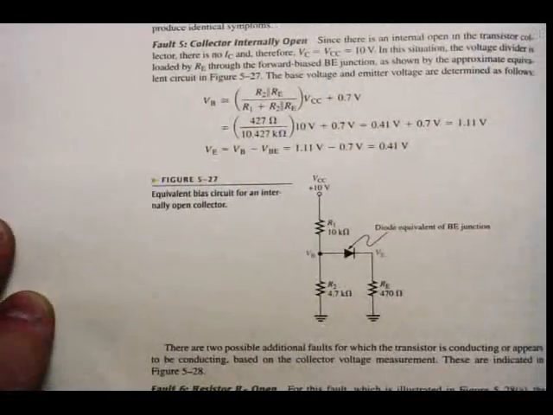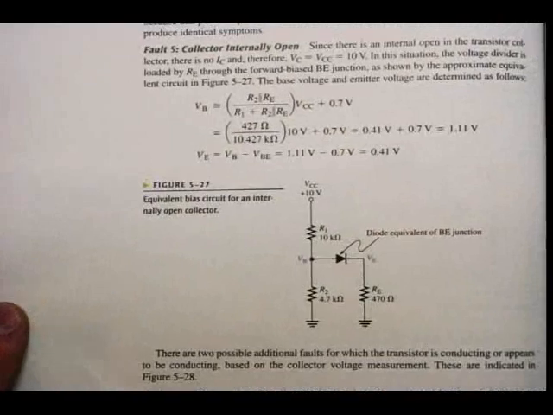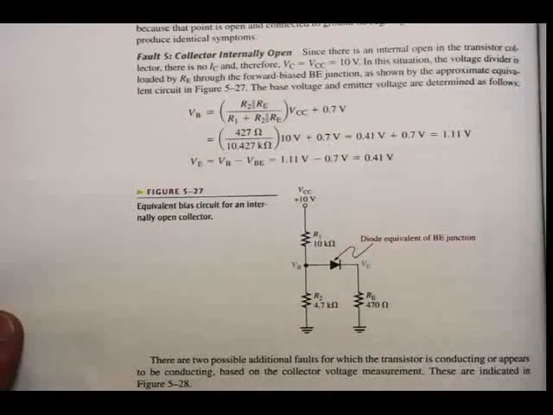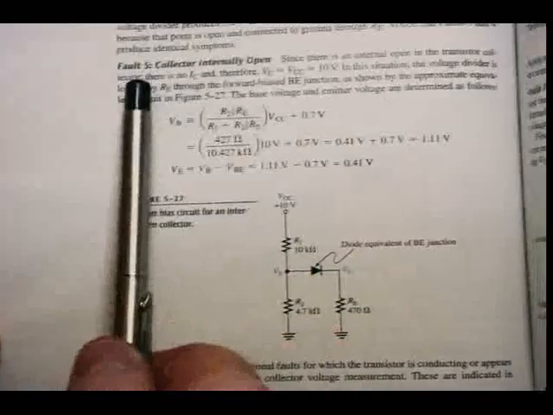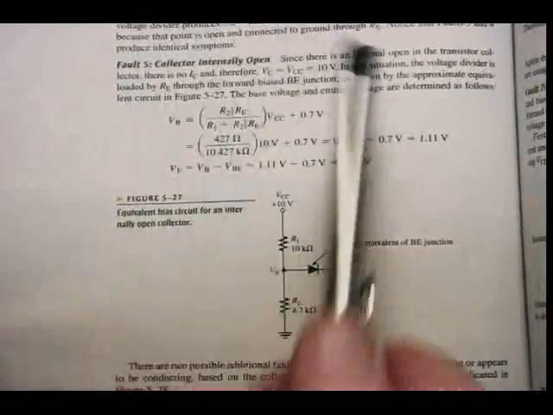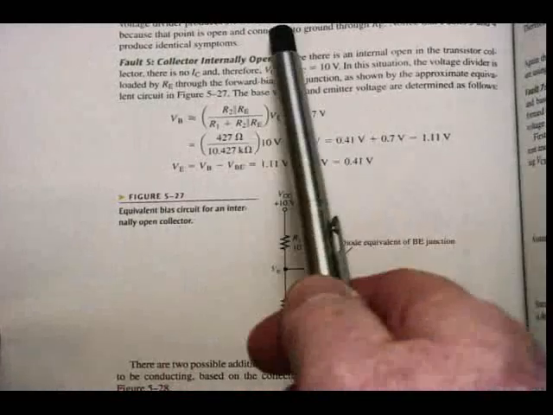Let's have a look at fault number 4, emitter internally open. Again, the transistor is non-conducting, so IC is again equal to 0 amps. And VC is equal to VCC, again 10 volts.